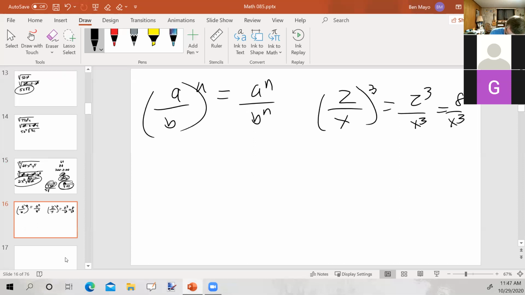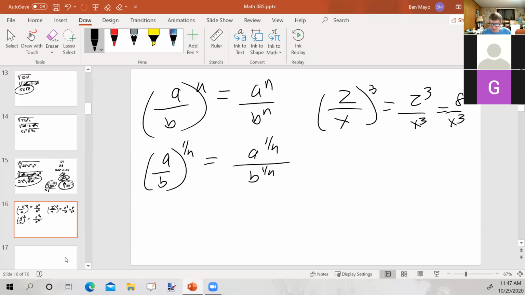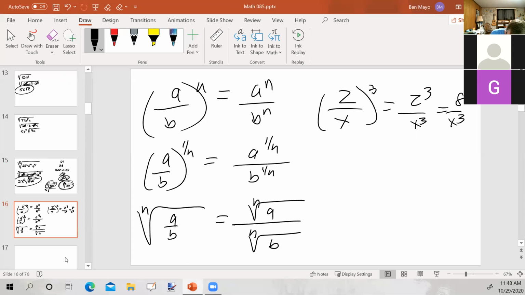Now, what if I had a over b to the 1 over n power? That would be a to the 1 over n all over b to the 1 over n power. But if I convert that into radical notation, this says the nth root of the quantity a divided by b is the nth root of a divided by the nth root of b. Sorry that my a's look like 9's. So that means if we have a quotient under a radical, we can split them up.